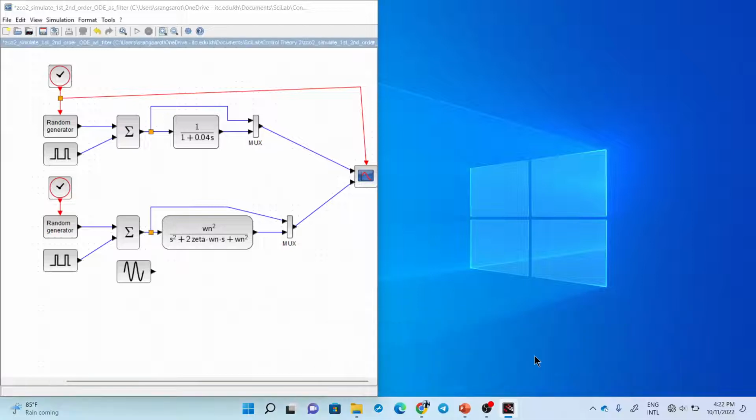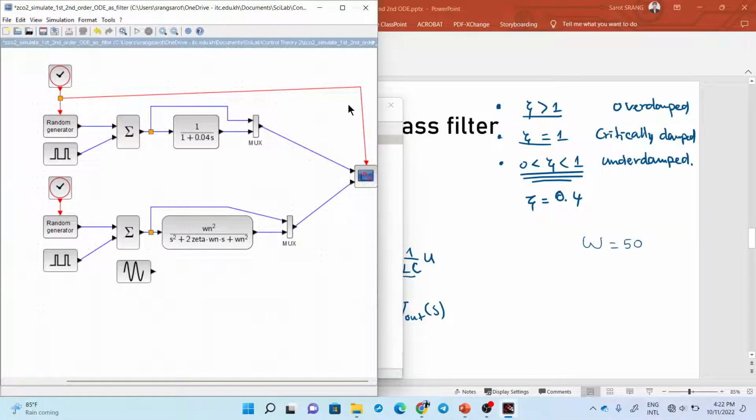So you try by yourself how to configure the parameter. Actually, here I use the same pulse. We also still use noise, and then the second order has omega n is 50, zeta is 0.4.